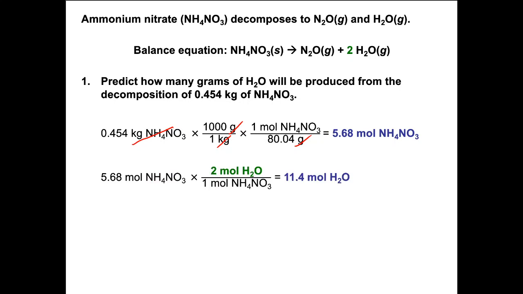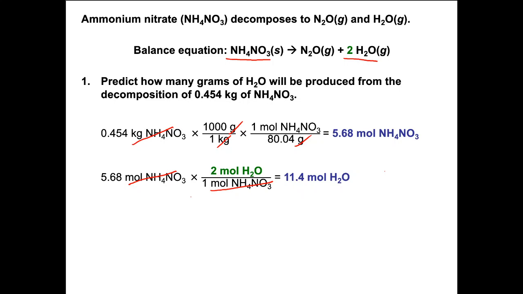So next we want to figure out how many moles of water could possibly be produced. Start with what we know, our 5.68 moles of ammonium nitrate, and then use our molar ratio given by our balanced equation. For every 1 mole of ammonium nitrate, we produce 2 moles of water. So 2 moles of water per every 1 mole of ammonium nitrate, and we put it this way around because we want moles to cancel with moles. So we're left with just moles of water. If we multiply 5.68 times 2, that gives us 11.4 moles of water.